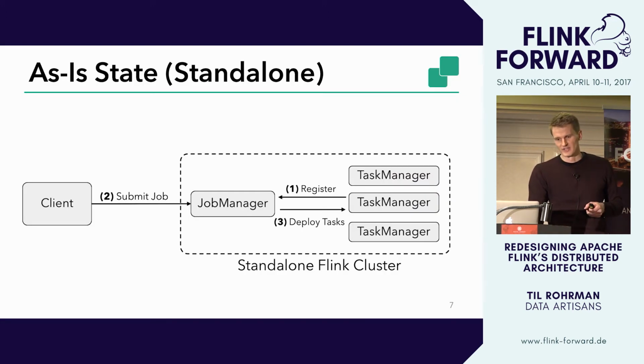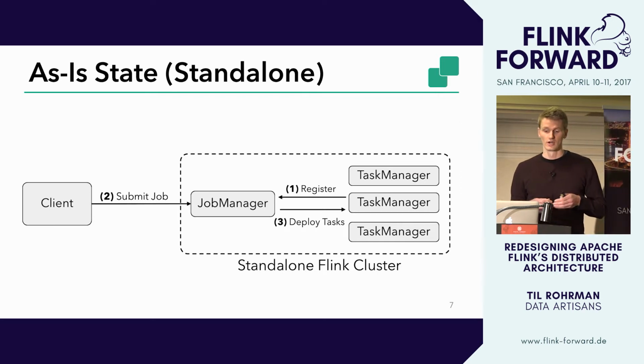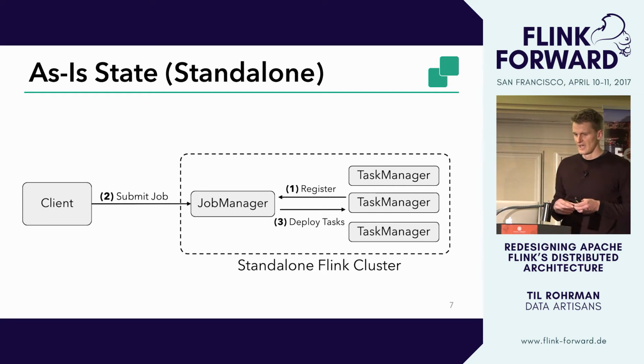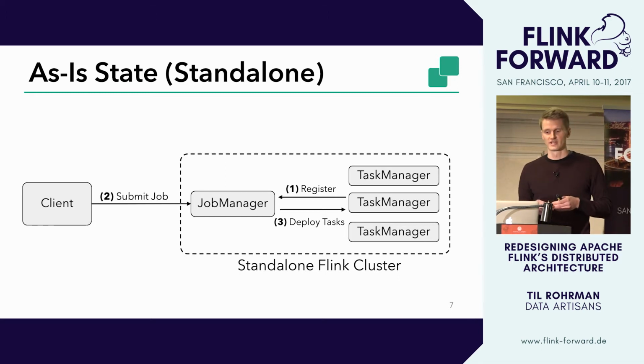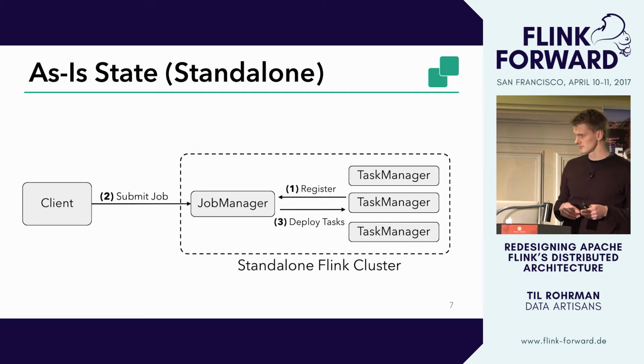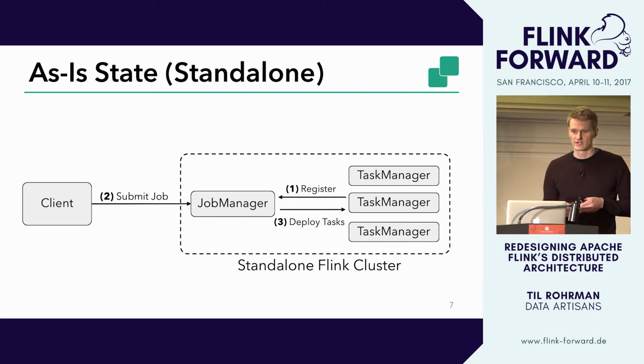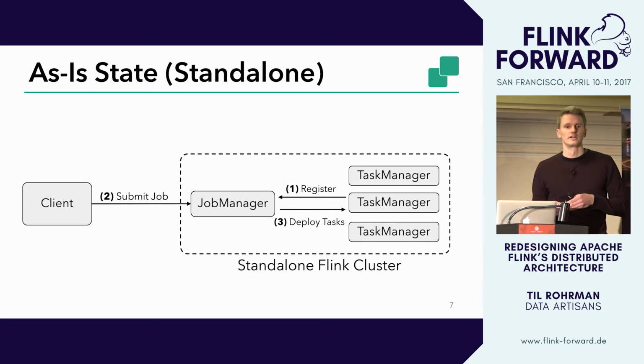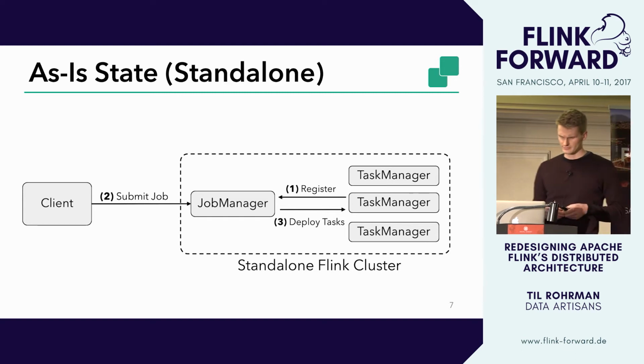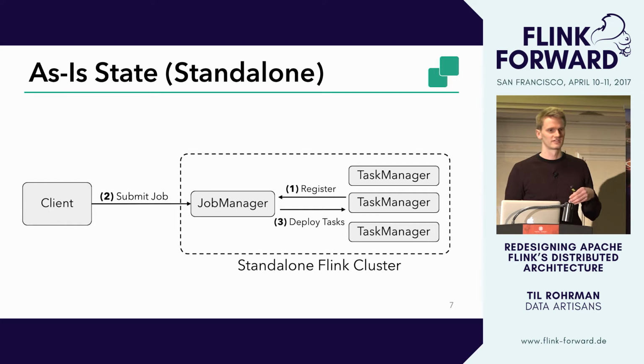Historically seen, the Flink standalone mode was the first execution mode, and it worked the following way: you started a standalone Flink cluster, which consists of a job manager or multiple job managers in case of high availability, and a fixed set of task managers, which you start on the other machines of your cluster. The task managers retrieve the address of the job manager via the configuration, or in case of high availability from Zookeeper, and connect to the job manager. Once they're registered, they also tell the job manager how many slots they have available.